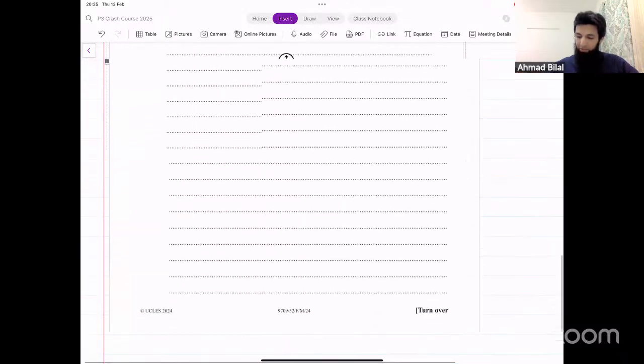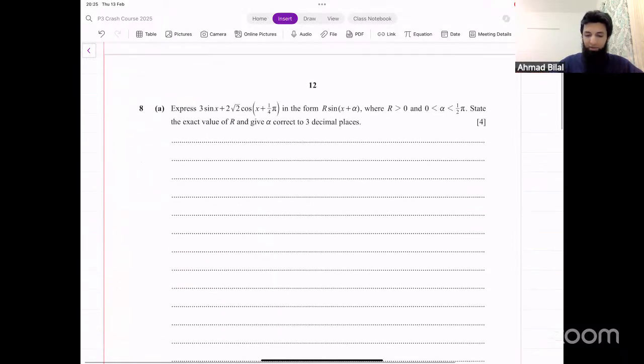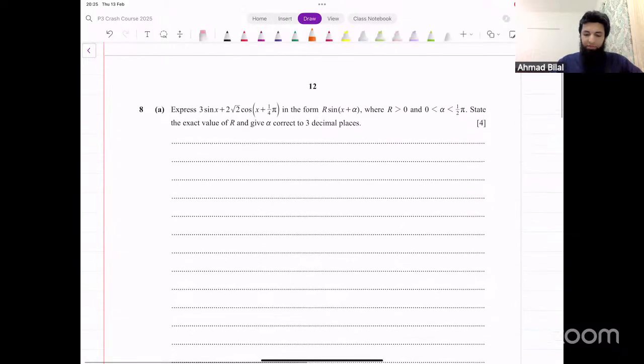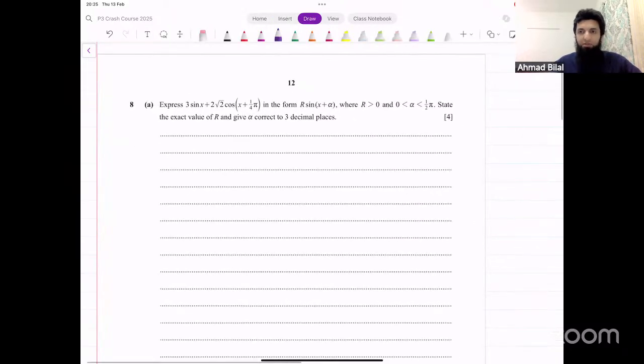All right, last question for today. Let's do this quickly. This is March 24, paper 3-2, question number 8. Express 3 sine x plus 2 under root 2 cos of x plus pi over 4 in the form r sine of x plus alpha, where r is greater than 0 and alpha is between 0 and pi over 2. State the exact value of r and give alpha correct to 3 decimal places.